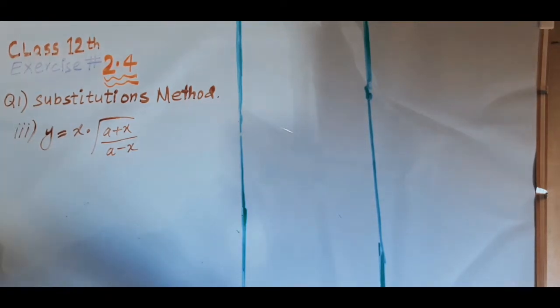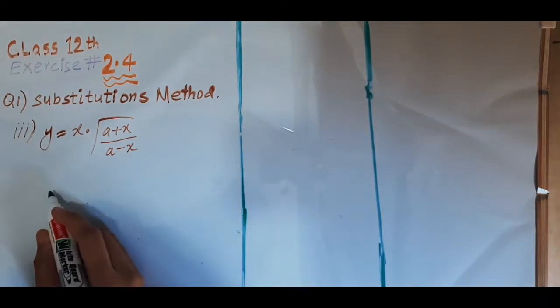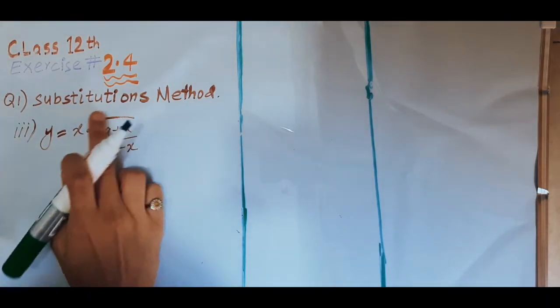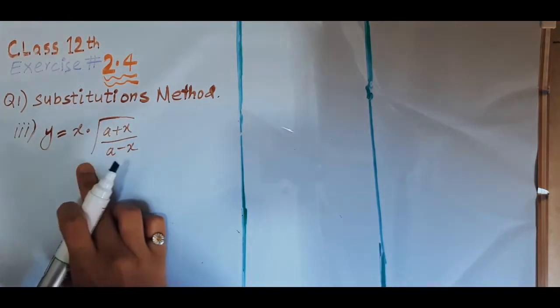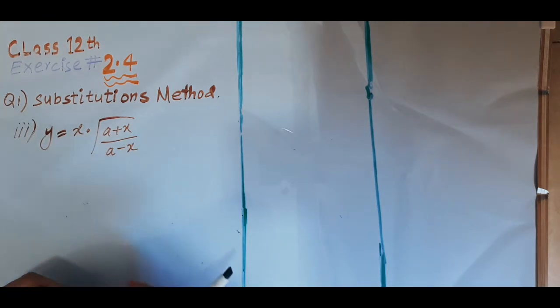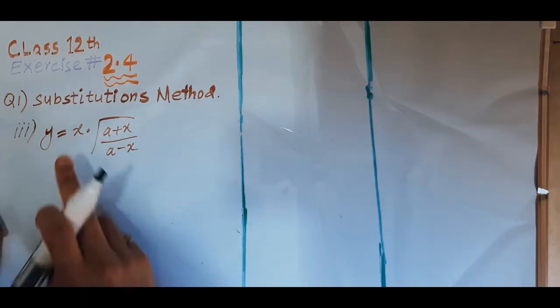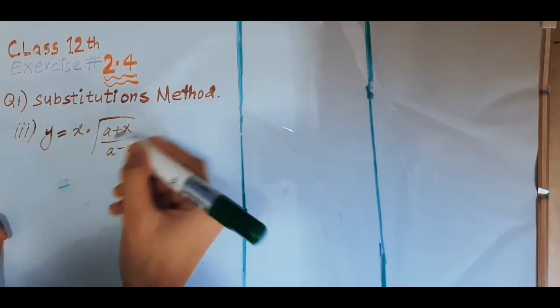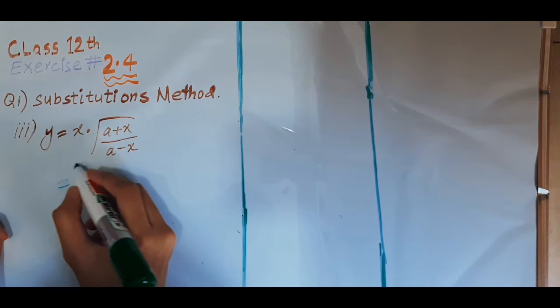Exercise 2.4, question number 1, part number 3. In this part, we are given x in this question. If we have only this part, we can simplify it easily, but here there is an x, so we have to combine it with the root so we can solve it easily.